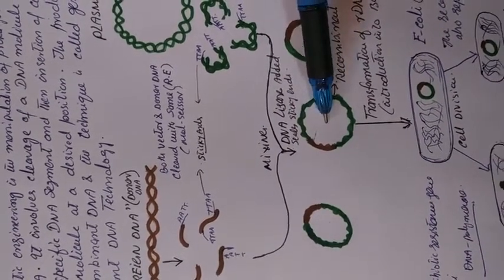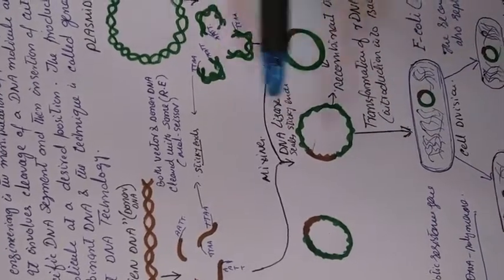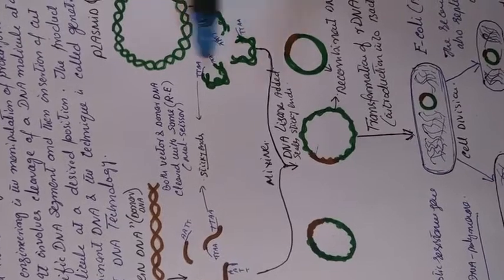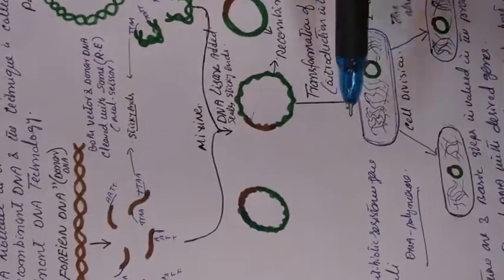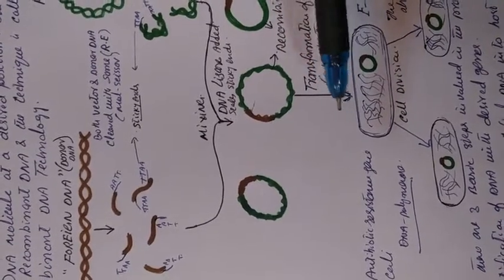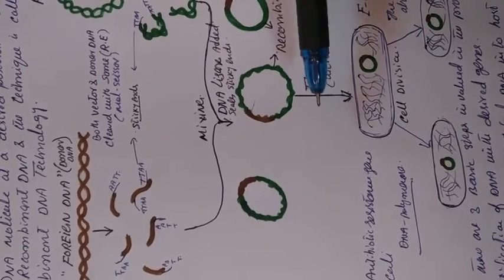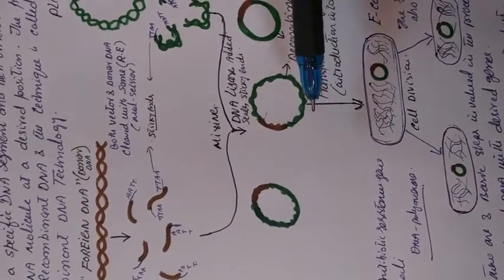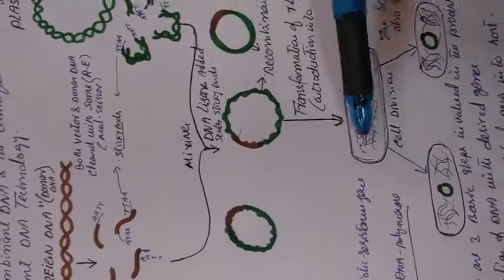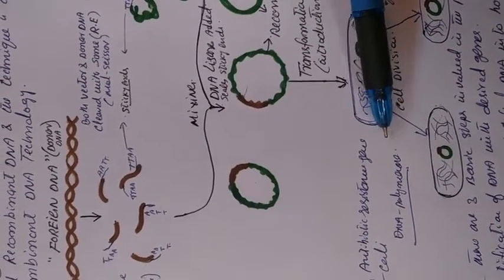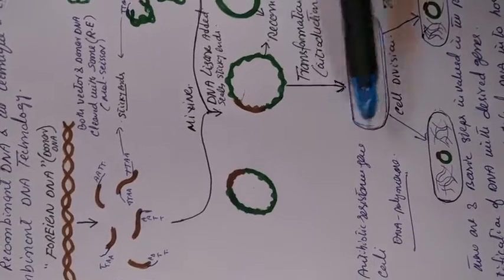The vector is used to transfer the recombinant DNA to E. coli, Escherichia coli, which is a bacterium. Then what happens? It replicates in the new host in the presence of DNA polymerase, another enzyme, and thus makes multiple copies of the recombinant DNA.